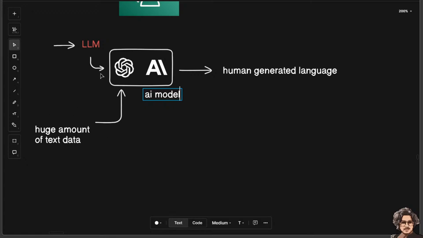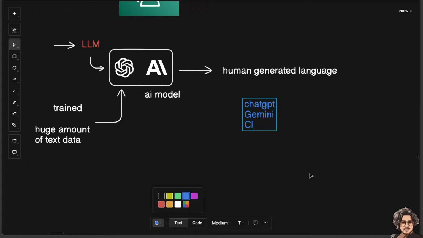This AI model is trained on a huge amount of text data, and after it gets trained, it generates the human-like language that is needed. These are prime examples that we know and use in day-to-day life, like ChatGPT, Gemini, Claude, or Llama. These are the LLM models.